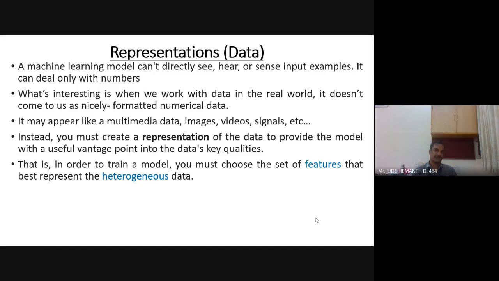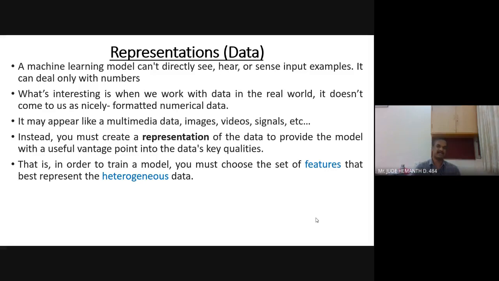So it is not only converting it into a number. When you are converting it into a number, that number should uniquely represent that specific data. Only then can the machine easily identify whether this is person A or B. So that unique characteristic is called features.